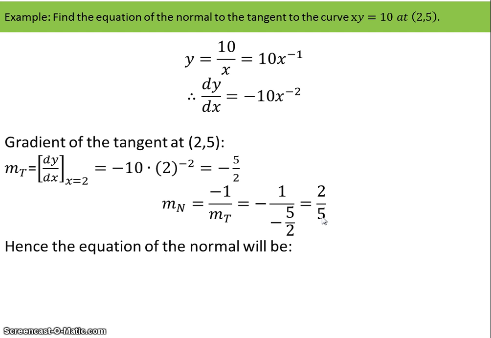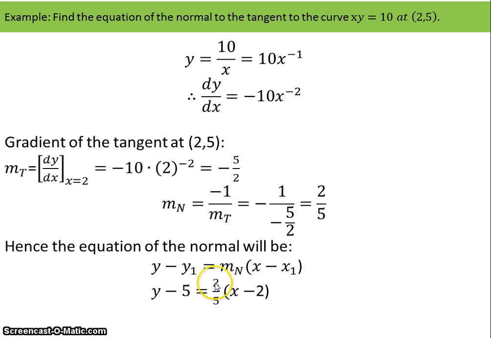Now we use the general equation, starting with the form y minus y1 equals mn, the gradient of the normal, into x minus x1. It is important that you write this expression so that you don't make a mistake. Then we replace, or we substitute the known values. For instance, x1 and y1 are known. Likewise, mn is known, so we replace those by the known values and make y the subject of the formula. We end up getting 2/5 of x plus 21 over 5. That is the equation of the normal to the tangent at the point 2, 5 in the graph on the curve xy is equal to 10.